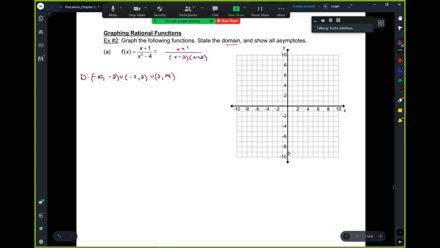All right. Vertical asymptote: x equals plus or minus 2. As long as you put x equals in front, you can do plus or minus 2. That's fine. Let me just put that up on my graph right now. So at x equals 2 and at x equals negative 2, we have vertical asymptotes.